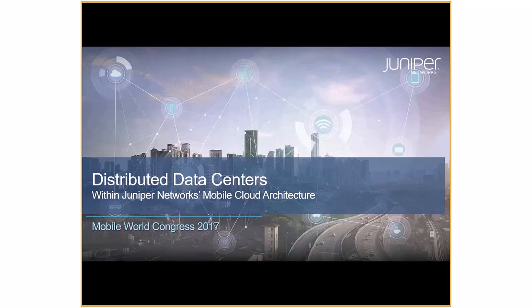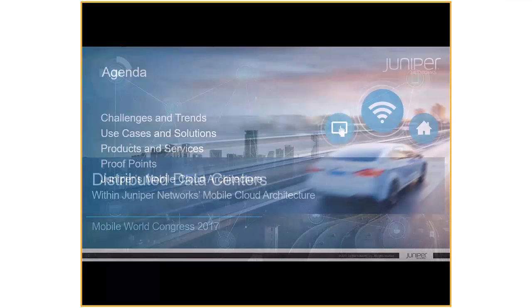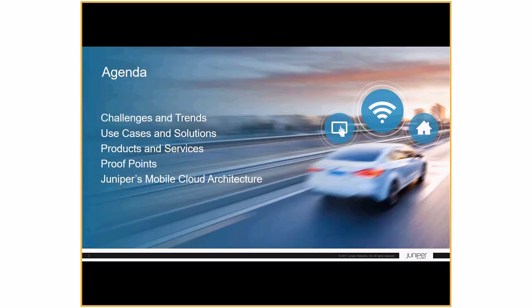what Juniper has. What I'm going to talk about is the challenges and the trends, discuss use cases and different solutions, as well as the products and services that Juniper offers to create the mobile distributed architecture to be able to really bring the cloud out into the network. That'll be the theme of what my session will be about here. And we'll talk about the proof points that we have out there and the actual mobile cloud architecture itself.